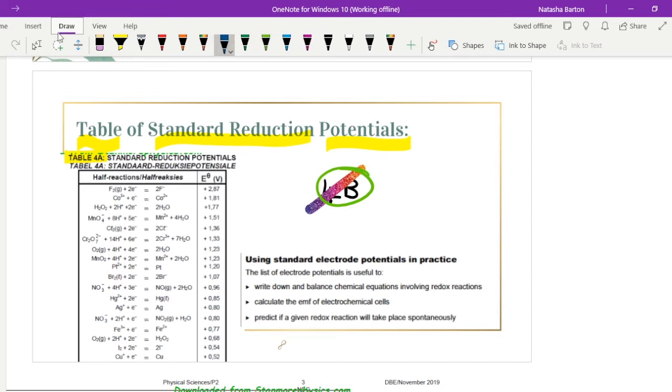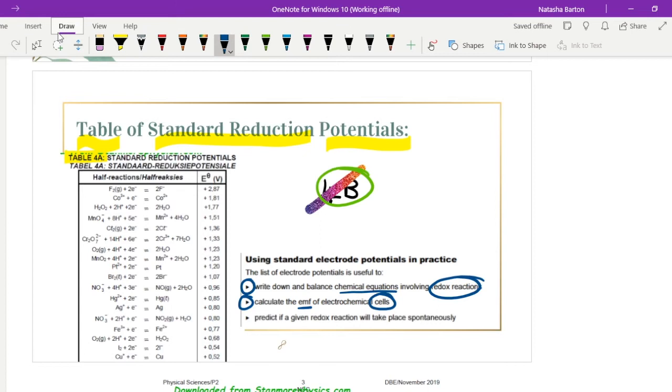Now, this table of standard reduction potentials can be used for many things, one of which is to write down and balance chemical equations for redox reactions. So you may remember those net ionic equations. We are going to be using this table in order to get those equations from now on. Also, those reduction half reactions, oxidation half reactions, we are going to be using this table to obtain those half reactions.